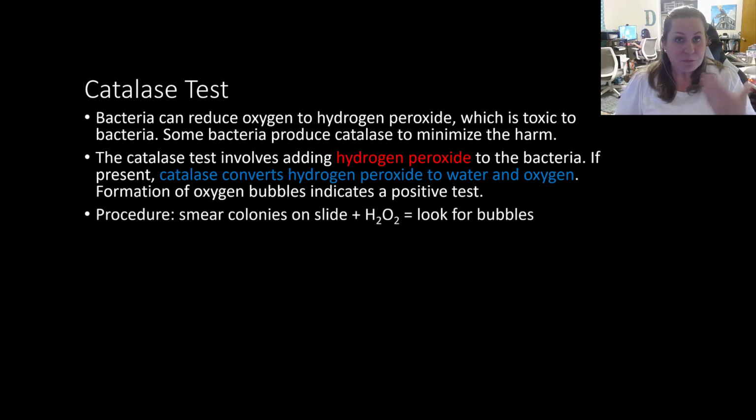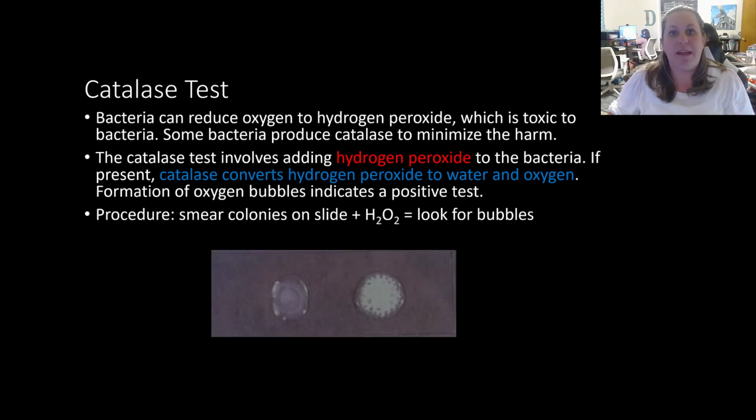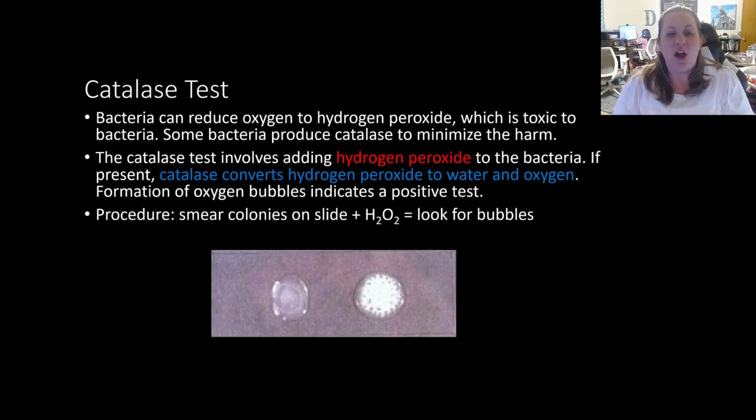So our procedure, we're going to take a slide. You're going to put a drop of hydrogen peroxide. You're going to then use your loop and pull off some of the bacteria, mix it in the hydrogen peroxide, and if bubbles form, it is positive. And so you can see here, there is going to be a positive and a negative. The positive has bubbles, the negative does not. So this is going to be one of the first tests that we're going to do, and we're going to see how many of the bacteria that are gram positive are also going to be catalase positive.